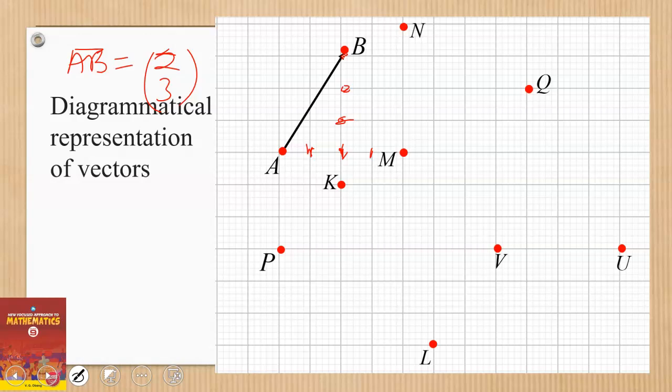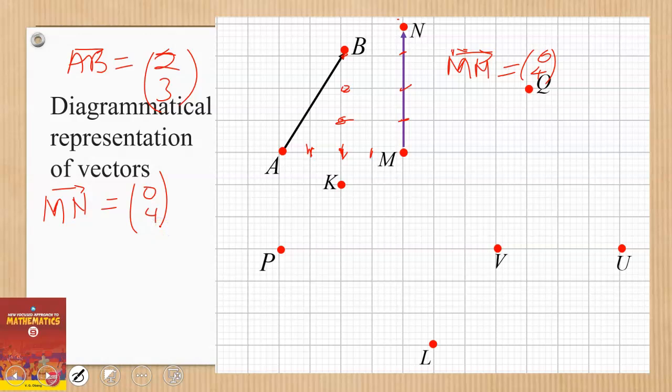Now let's see the vector that will link M to N. That is vector MN, starting from M to N. We didn't move on the x-axis. There is no movement on the x-axis, so on the x-axis we have 0. Then we move 1, 2, 3, 4 on the y-axis. So we'll say MN is 0, 4.